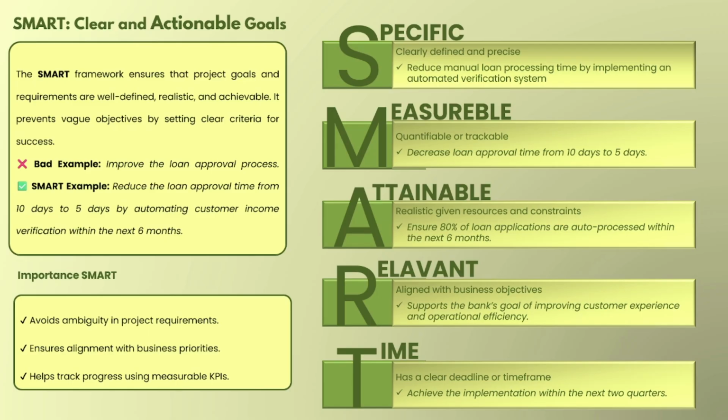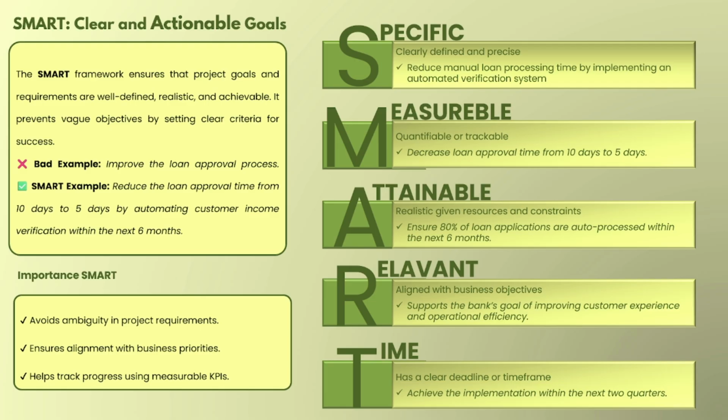Then it helps track progress using measurable KPIs. It lets us check if we are moving in the right direction by measuring things that actually matter. Means we put some parameters, and on the basis of that we can measure whether we are on the proper track or not. So SMART gives us clear and actionable goals, and it is very popular while writing requirements and project goals. We need to consider that whatever requirement or project goal we write should be specific, measurable, attainable, means achievable, relevant, and time-bound, within the time frame.